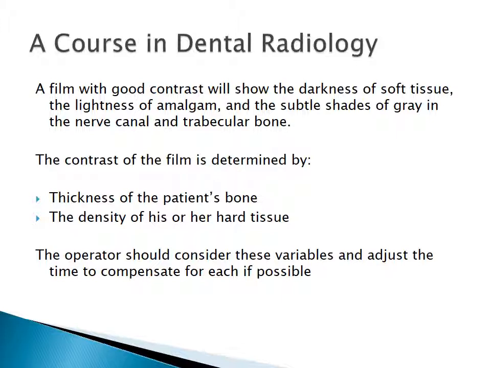So a film with good contrast is going to show the darkness of all the soft tissue, the lightness of the amalgam or the gold fillings that are being used, and then the subtle shades of gray in the nerve canals and the trabecular bone. Contrast of the film is determined by the thickness of the patient's bone and the density of his or her hard tissue. So these are some of the variables that the operator needs to consider when they're shooting X-rays.